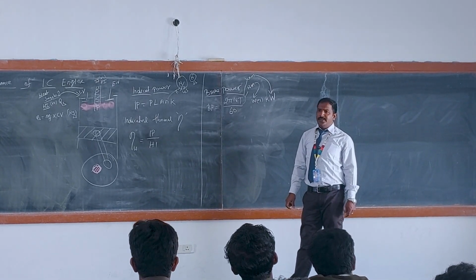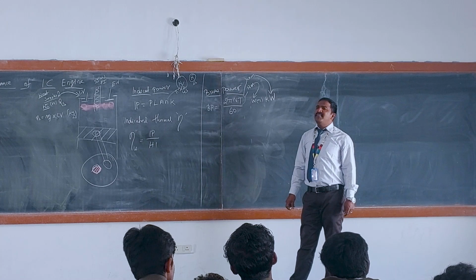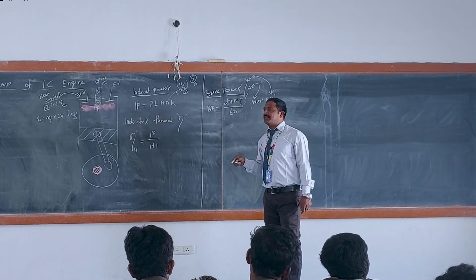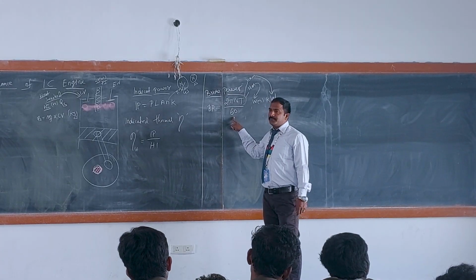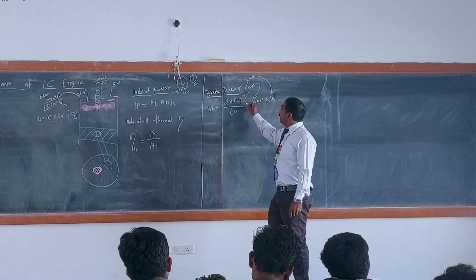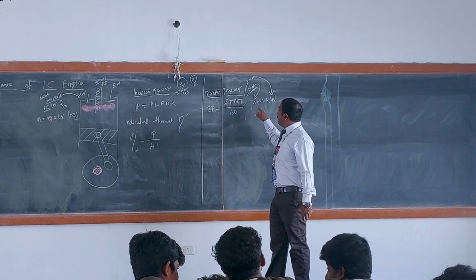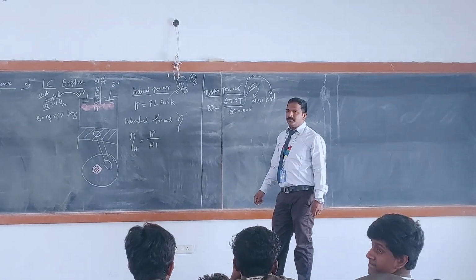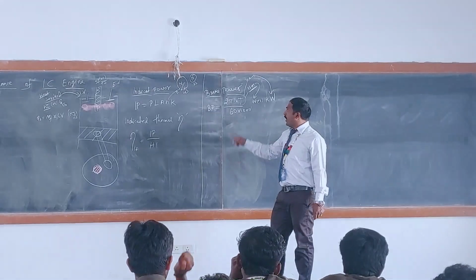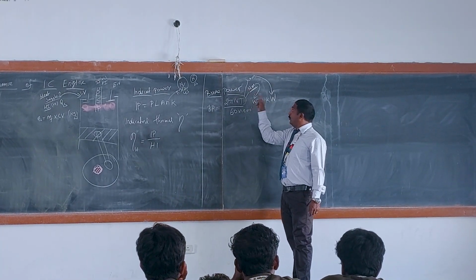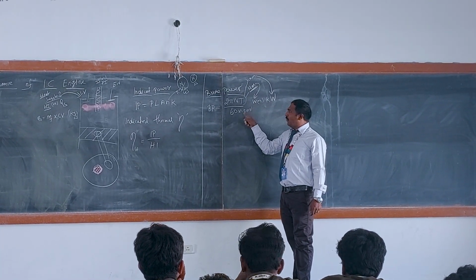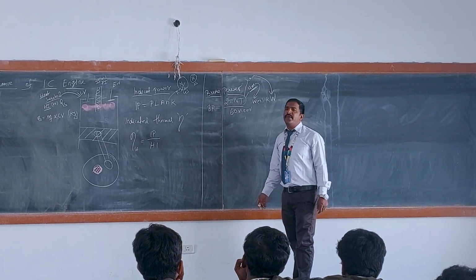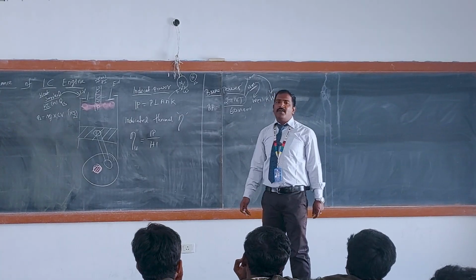Since speed is given in RPM, to convert it into RPS, we divide by 60. Clear? For example, if torque is given in Newton meter but you need kilowatts, then divide by 1000. This is one formula to find out the brake power of the engine.